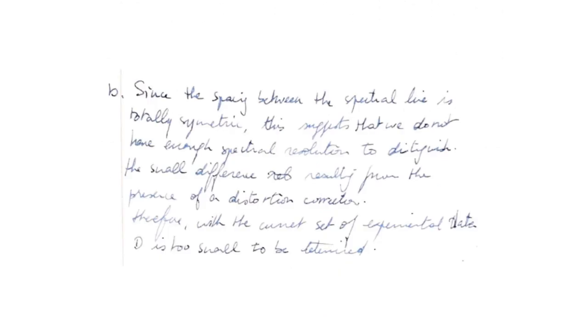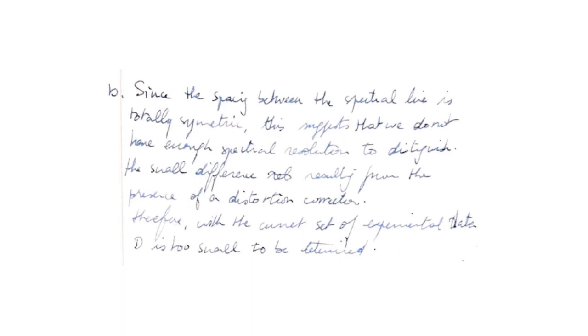Last question, determine D. Determine the centrifugal distortion constant. Well, since the spacing between the spectral lines is totally symmetrical, this suggests that we do not have enough spectral resolution to distinguish the small difference resulting from the presence of a distortion correction. You have to remember that distortion correction, first of all, shows up at high energies, and second, it's extremely small, and it would create a very small variation between the distances. So since we have a resolution that is giving us values totally symmetrical, it means our tool that we are using in this exercise cannot tell us experimentally what is the value of D.